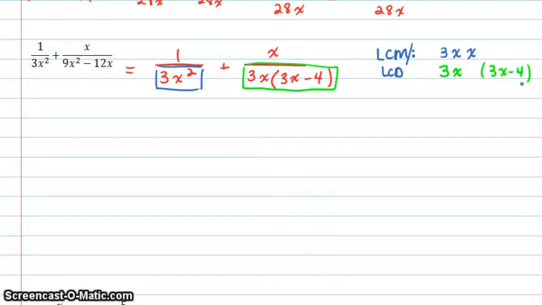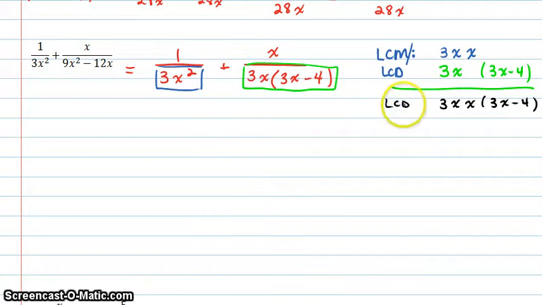Okay, so I want to look for, remember we want to only count each of these once, but we want to count them all once. So the least common denominator here is going to be 3 times x times 3x minus 4. Okay, so I want to look for in each one, what are they missing from the least common denominator?